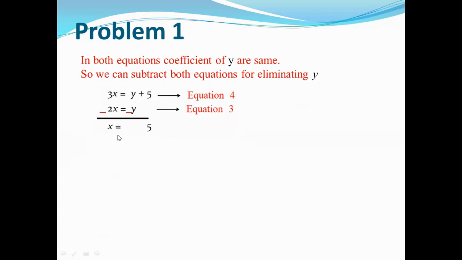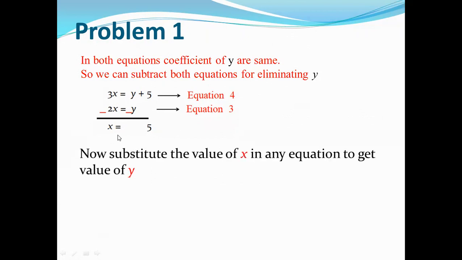This value will be substituted in the equation to find the value of y. 2x = y. This was our third equation. When we substitute the value of x as 5, the value of y will be 10. You see, this is a very simple method in which we can find the values of the unknowns.